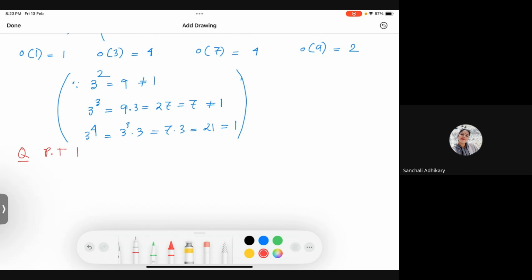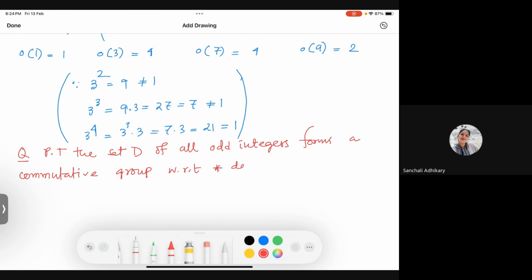Prove that the set T of all odd integers forms a commutative group with respect to star defined by a star b is equal to a plus b minus 1 for all a, b belonging to T. Find the inverse of 3.